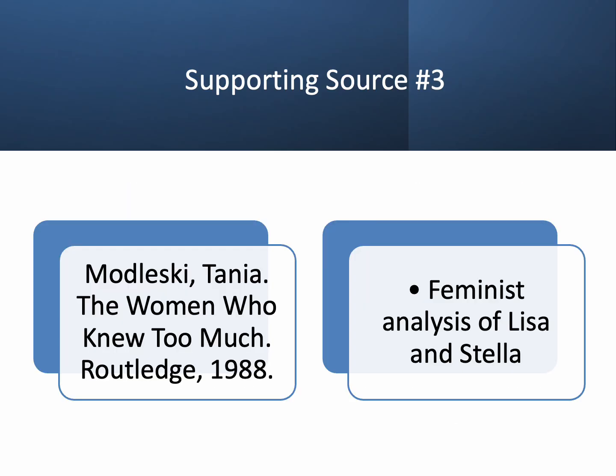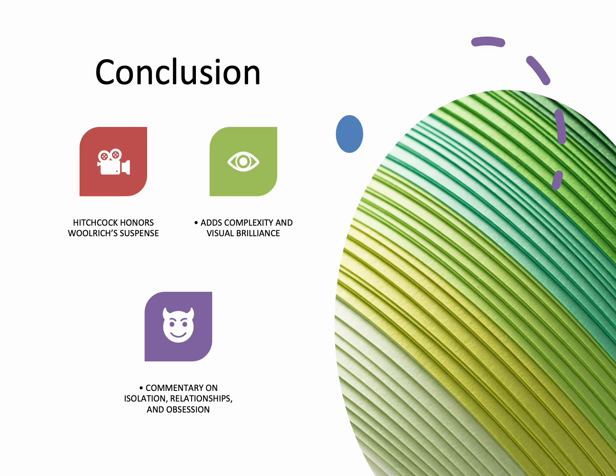Tania Modleski's feminist reading in The Women Who Knew Too Much focuses on Lisa and Stella. She argues that Hitchcock gives female characters surprising power. Lisa isn't just supportive, she acts, risks, and investigates. Stella offers practical wisdom. These characters help subvert gender norms of the time.